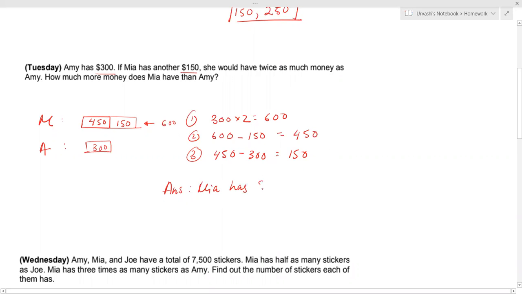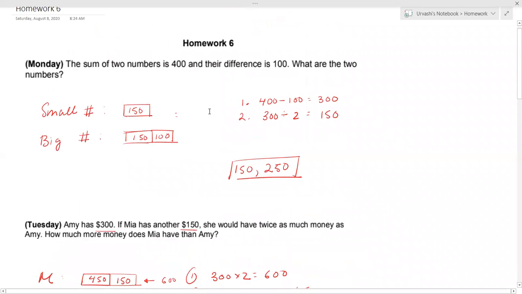Good job. All right. Did everybody keep up? Everybody get this answer? Has 150 more. That's right. Okay, no questions? Just a refresher, I skipped over Monday, but we solved this last class, remember?